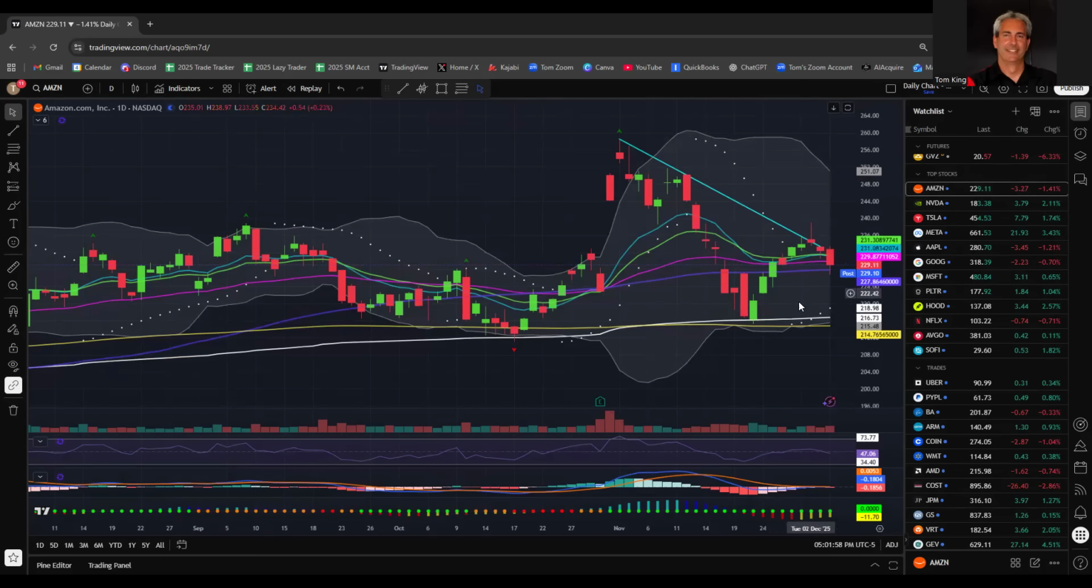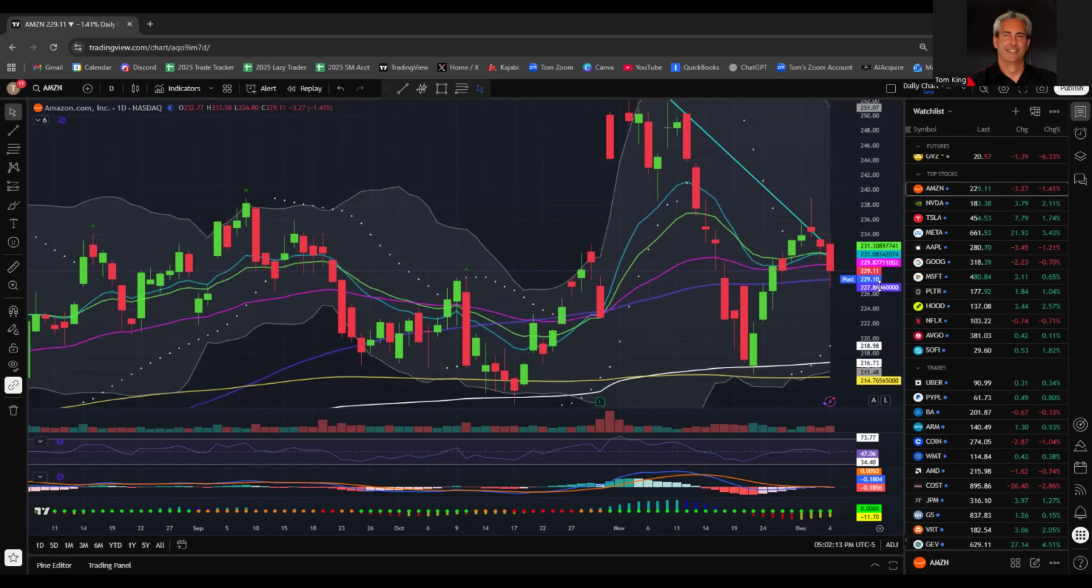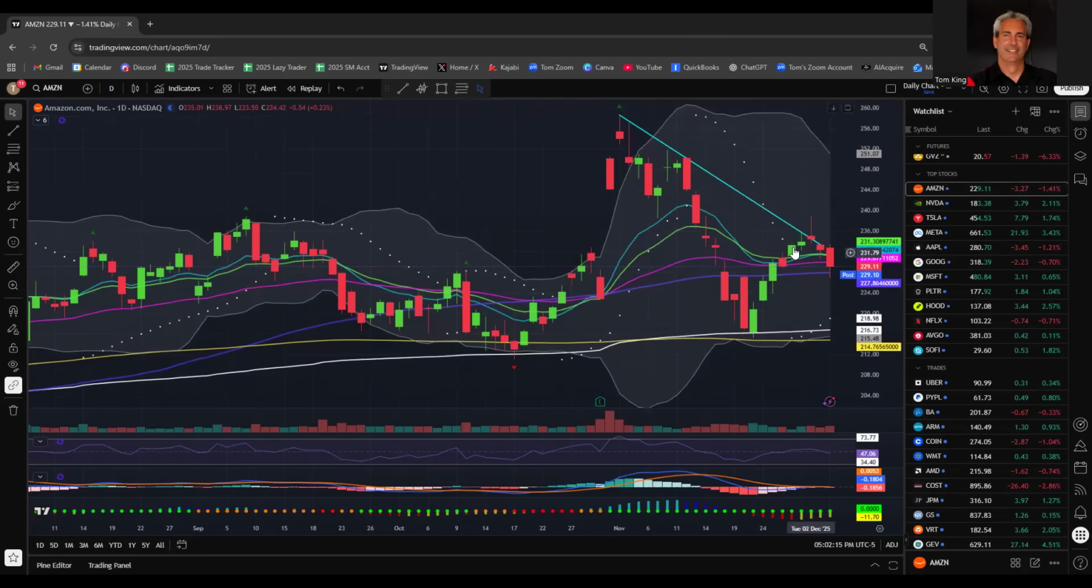Amazon rolling over a bit here doesn't look great. It's not super bullish with RSI falling. You're below the 21. The 8's below the 21. You can barely see it, but the 8 never crossed back up above the 21. So it's actually down. So it's no go.